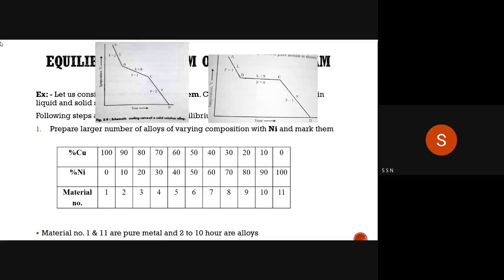So consider one example of copper and nickel alloy. In the copper and nickel alloy, the copper is taken at different percentages, and nickel is also taken at different percentages. See here, the copper is taken firstly for the first material at 100%, and nickel is taken as 0%.